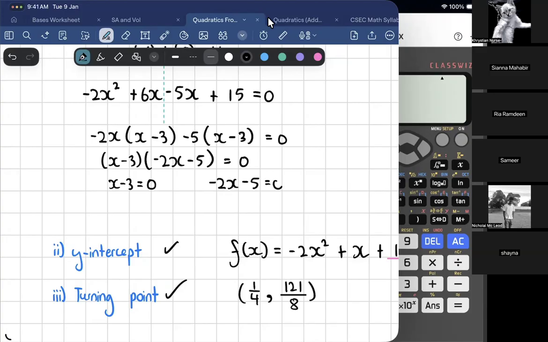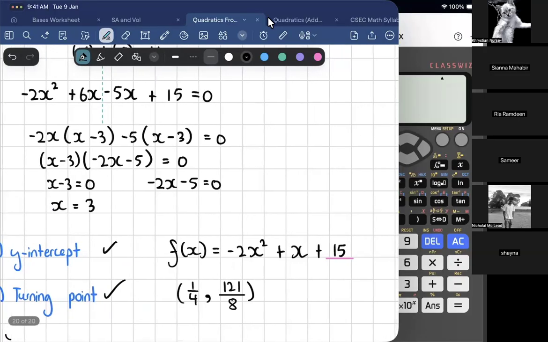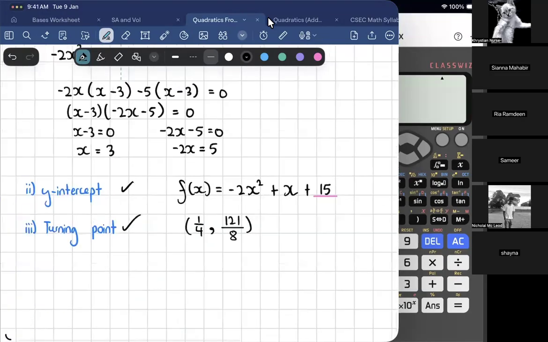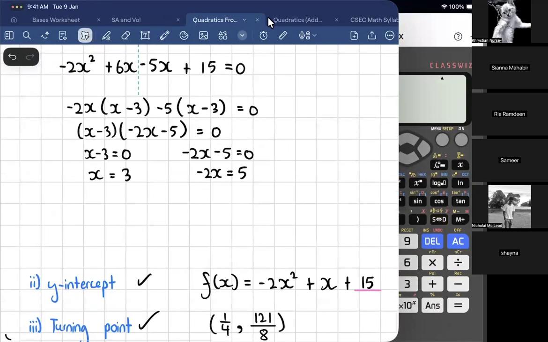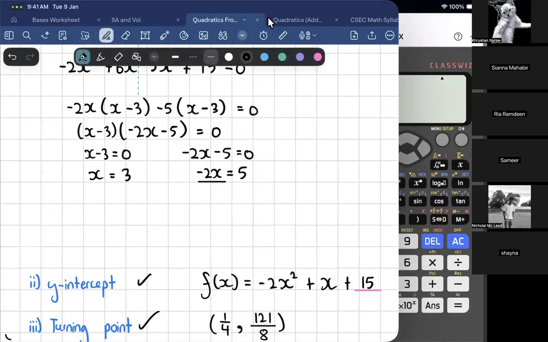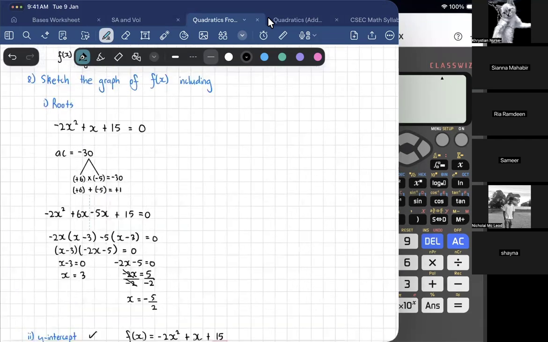Right. And then for the other one, you would put it equal to 0 as well. You would switch the minus 5 to the other side and it will become positive 5. So it'll be minus 2x is equal to positive 5. And then you would put minus 2x over minus 2 and then 5 over minus 2. Right. So you divide throughout by minus 2. Excellent. And when you divide, you would get x is equal to minus 2.5. Excellent job.